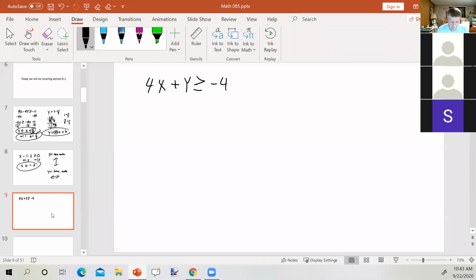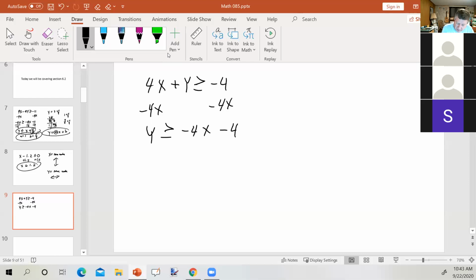Whichever, it doesn't matter. Okay, so I'm going to solve this inequality for y. I will subtract 4x from both sides of the inequality, giving me y greater than or equal to -4x minus 4. Okay, I didn't multiply or divide by a negative, so I didn't change the direction of the inequality sign.